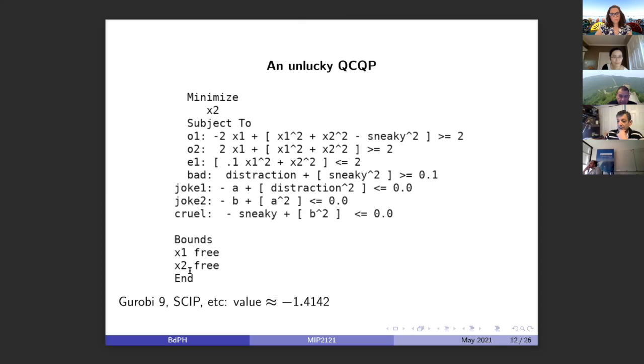Now, if I run Gurobi, for example, and I will run Gurobi hopefully in a minute or so, it claims that the value of this minimization problem is minus square root of 2. And in fact, this is wrong. This is a very super optimal estimate. This is a minimization problem. The value is much bigger than that.